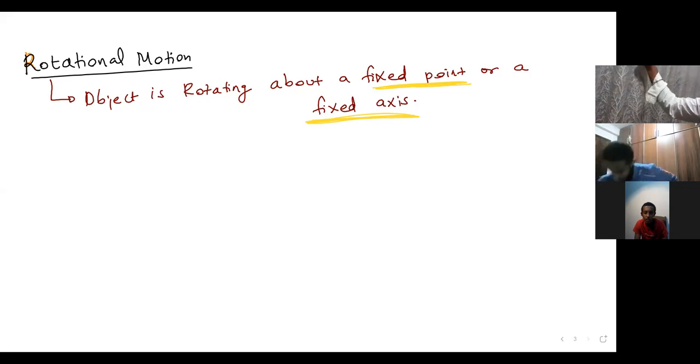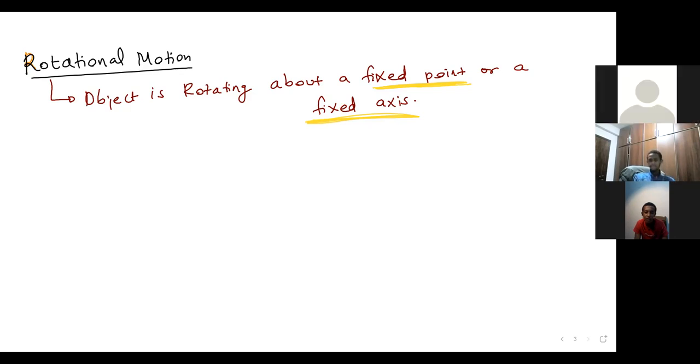Even see, let's take my arm. Can I say my arm is rotating? Yes, see, my arm is rotating about its joint, a fixed point. Correct. Very good. But now there is a very interesting thing that we need to understand. A very important thing that we need to understand.